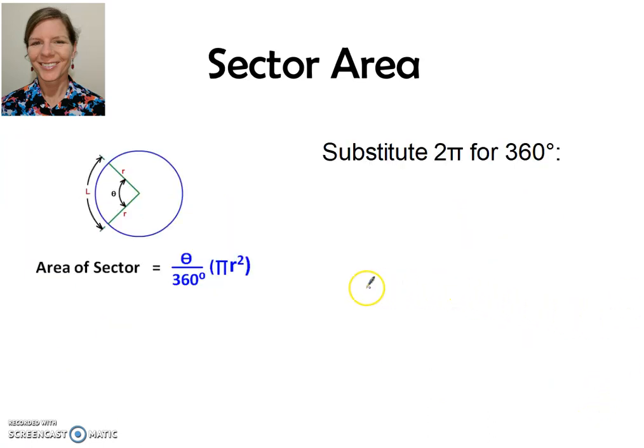Okay, now if we're looking at sector area, this is the area of our sector when we're talking about degrees. So if we substitute 2 pi for 360, because we know that 2 pi radians is equivalent to 360 degrees, the area becomes theta over 2 pi instead of theta over 360 times pi r squared. Now the pi's cancel out, which is kind of nice, and you end up with r squared theta over 2, or half r squared theta, depending on how you say it. So again, a little bit simpler and neater to deal with than this formula over here.